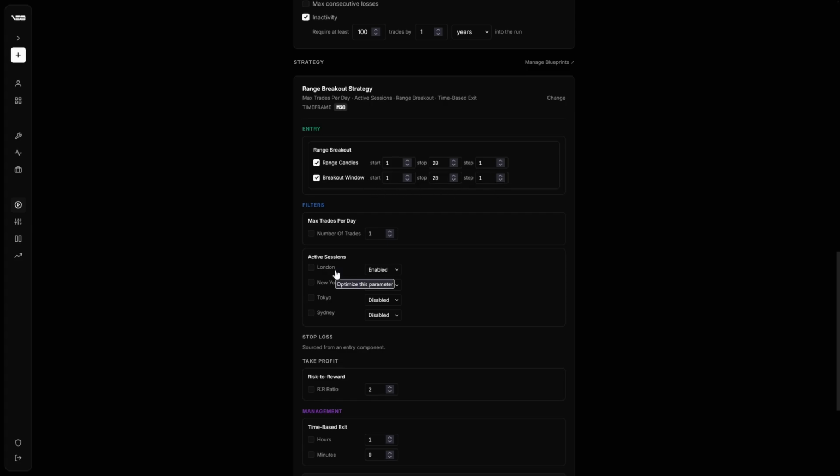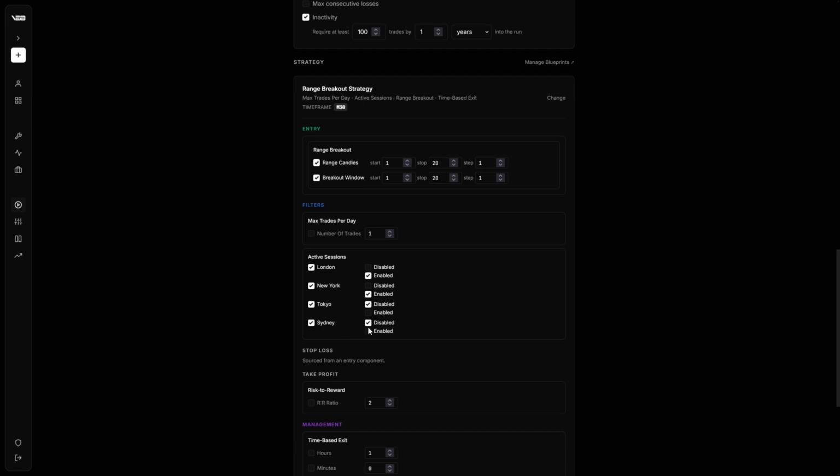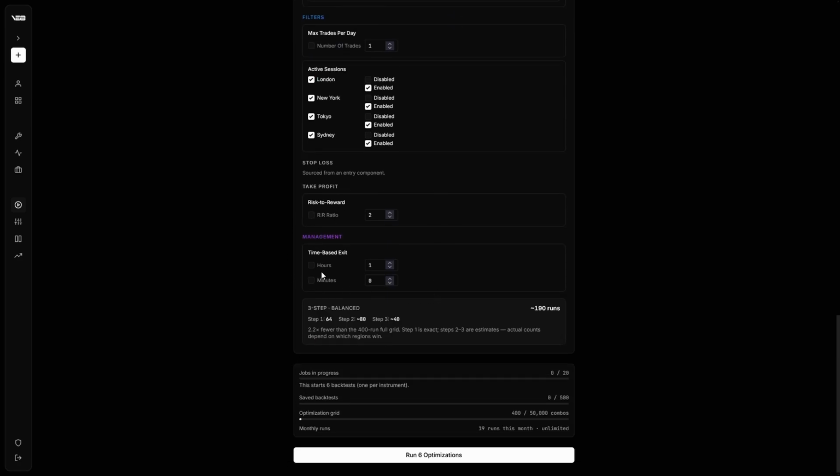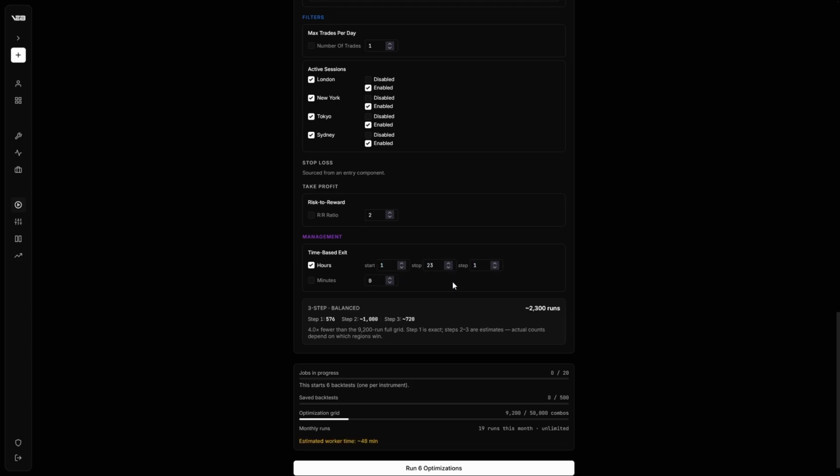The active trading sessions, we will optimize all of them, and the time-based exit duration. Like I said, we will only optimize the hours, not the minutes. That's too much granularity that we don't need for this strategy, so let's just keep this at 1 and let's give it a full day before we need to close the trade manually. So let's start at 1 to 23 hours in steps of 1 hour.